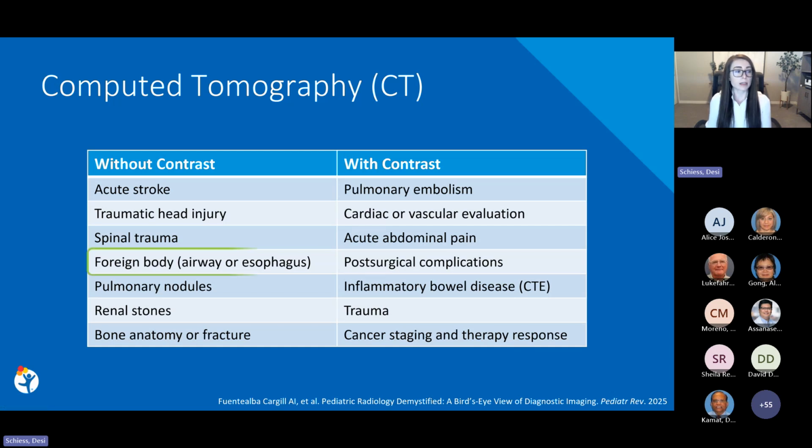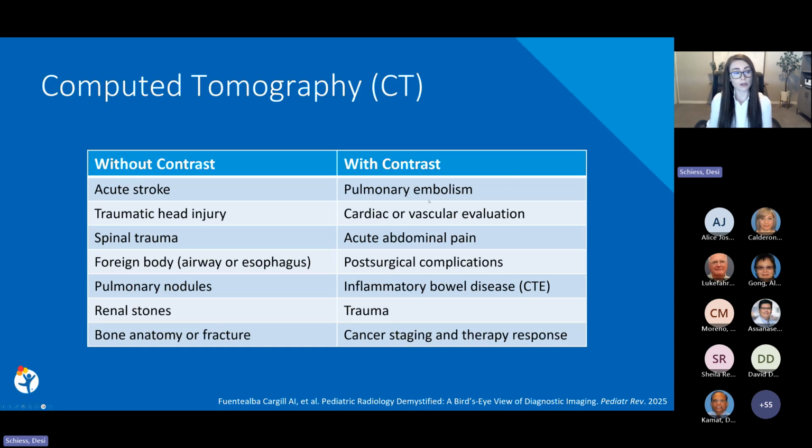Multi-phase CT, consisting of multiple acquisitions in various phases of contrast, is rarely performed in children due to multiple times the radiation dose. Most clinical questions can be answered with a single phase, and a second acquisition is usually not helpful with few exceptions. Here are some common indications for CT without contrast and CT with contrast.